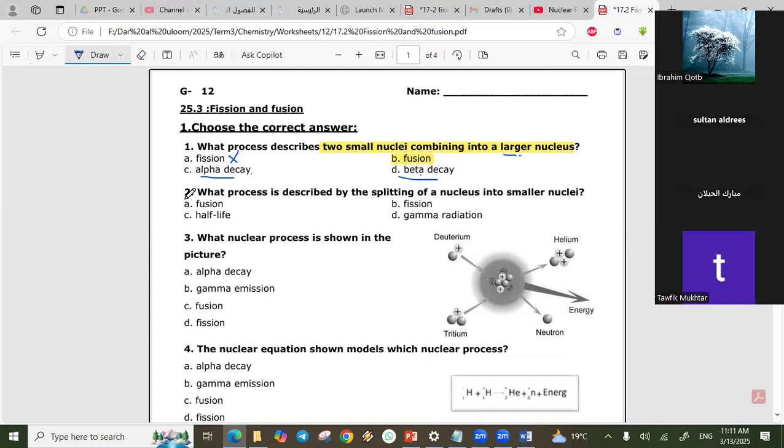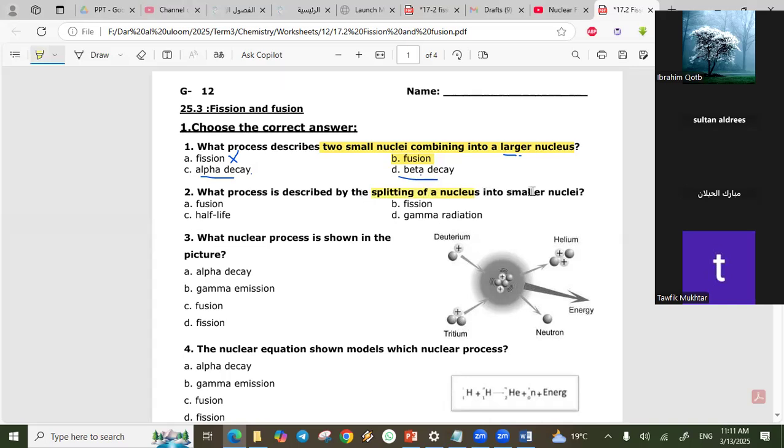Sultan Idris, number 2. What process is described by the splitting of a nucleus into smaller nuclei? You have two choices, fusion and fission. Fission, because in the previous one, fusion, two small nuclei combine to form a large one. This is fission.